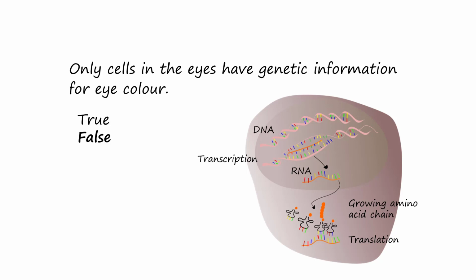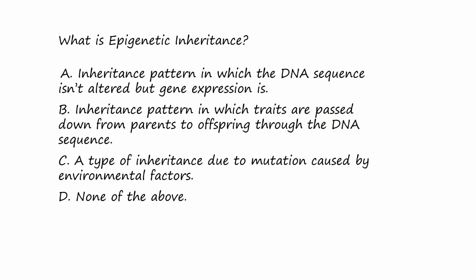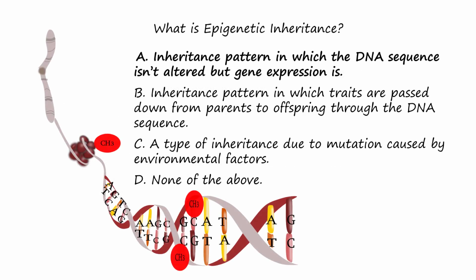Nearly all cells in our body have the same genetic information. The zygote forms cells of the organism by mitotic cell division. Question 2. What is epigenetic inheritance? A. An inheritance pattern in which the DNA sequence isn't altered but gene expression is. B. An inheritance pattern in which the DNA sequence is passed down from parents to offspring. C. A type of inheritance due to mutation caused by environmental factors. D. None of the above. The answer is A. An inheritance pattern in which the DNA sequence isn't altered but gene expression is.